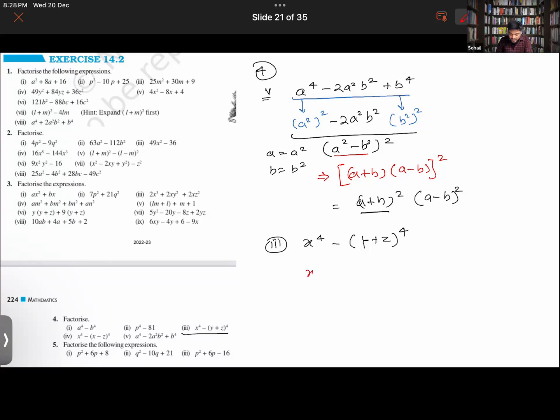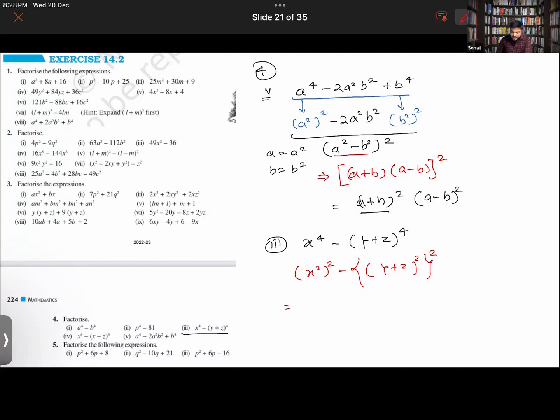Let's solve it. So this will be x square whole square minus y plus z square, then again whole square. क्या मैं ऐसा लिख सकता हूँ? Because the exponents will basically get multiplied here, right? Yeah. I can write it like this: x raised to the power 4 minus y plus z whole square.